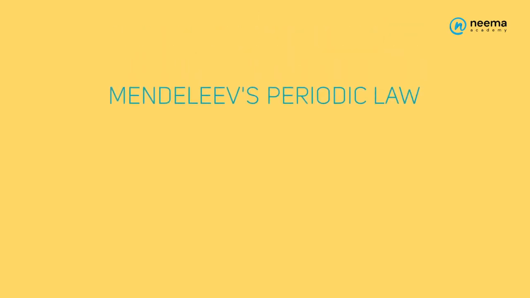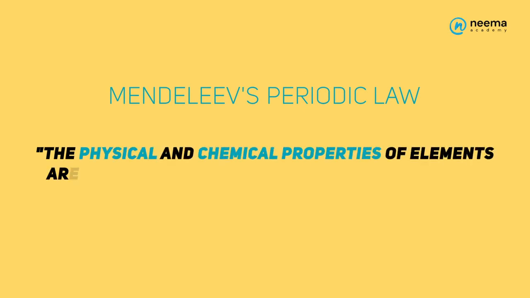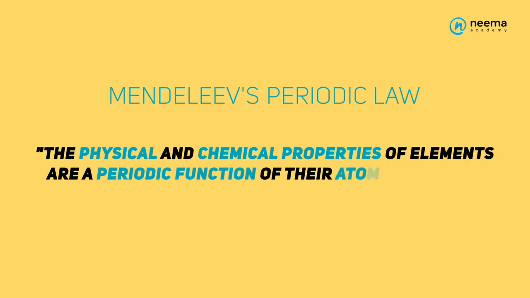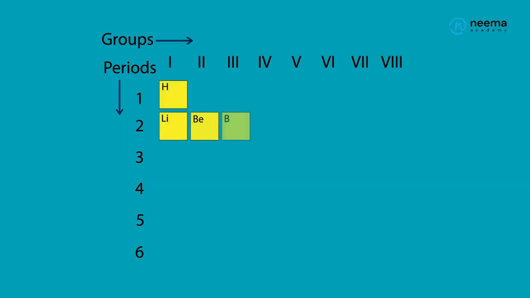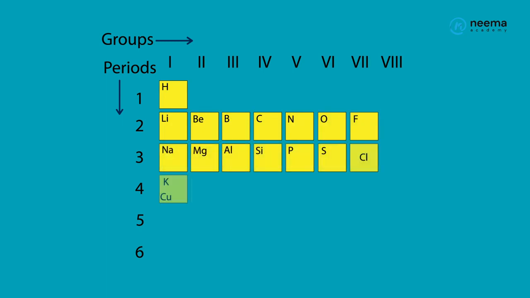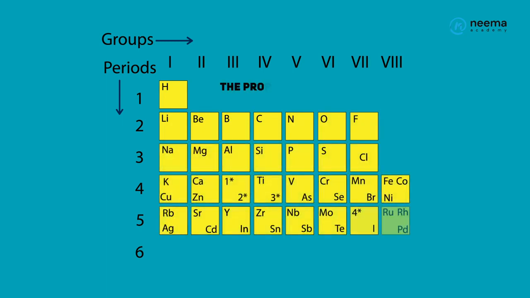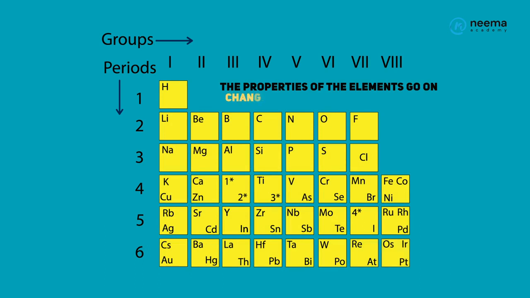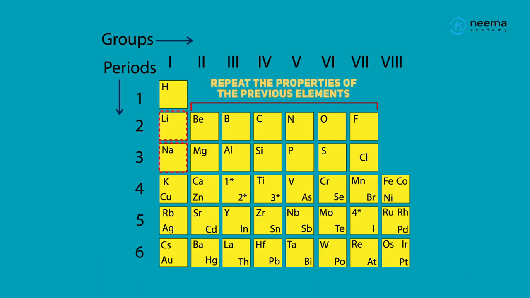According to Mendeleev's periodic law, the physical and chemical properties of elements are a periodic function of their atomic weights. Periodic function means if elements are arranged in the order of increasing atomic weights, the properties of the elements go on changing with their atomic weights, but after a certain interval, they repeat the properties of the previous elements and fall one below another in the same vertical column.